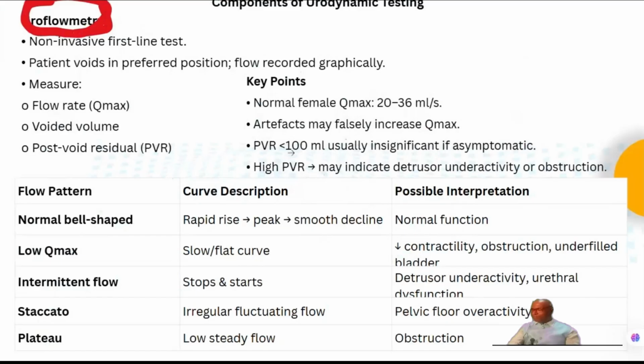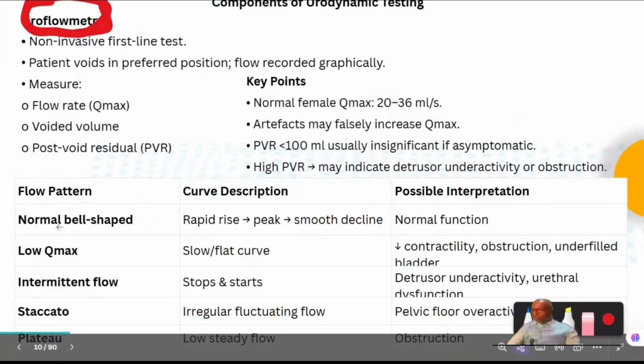If there is a high post-void residual volume, then it may indicate detrusor overactivity, underactivity or obstruction. Okay, so what is the normal Qmax? 20 to 36. Okay, then we need to look for the flow pattern.